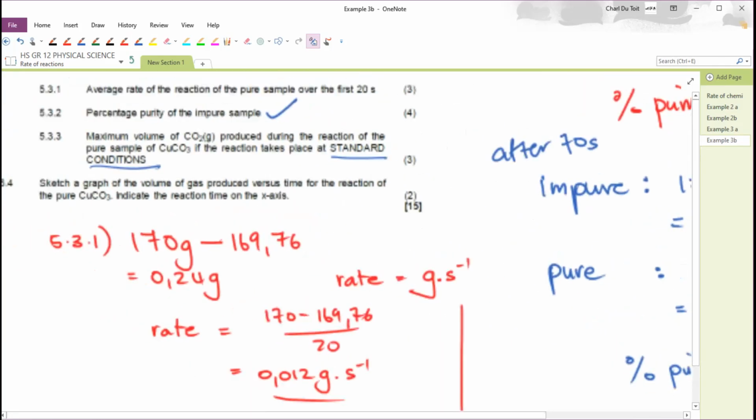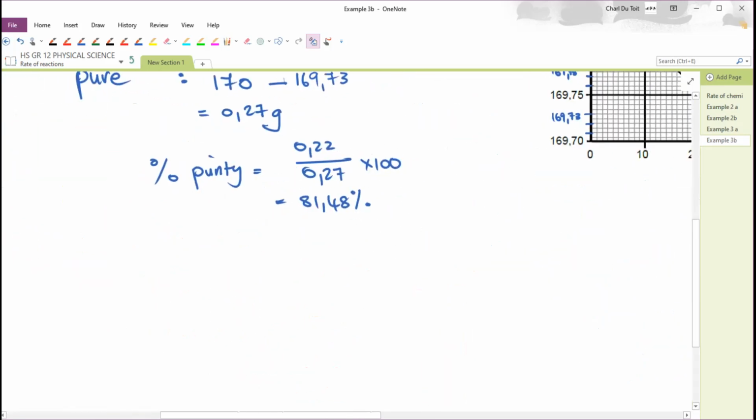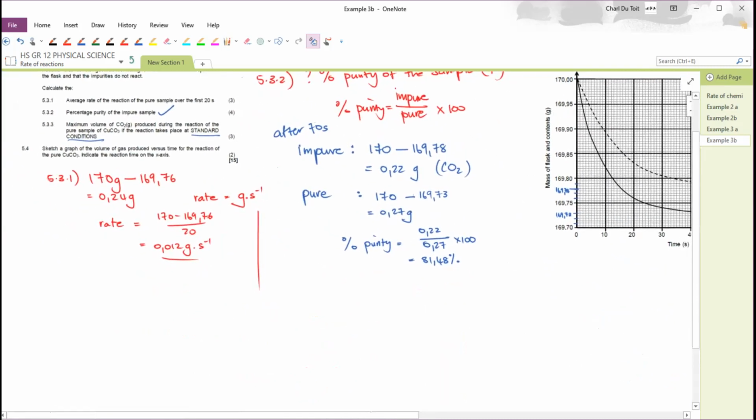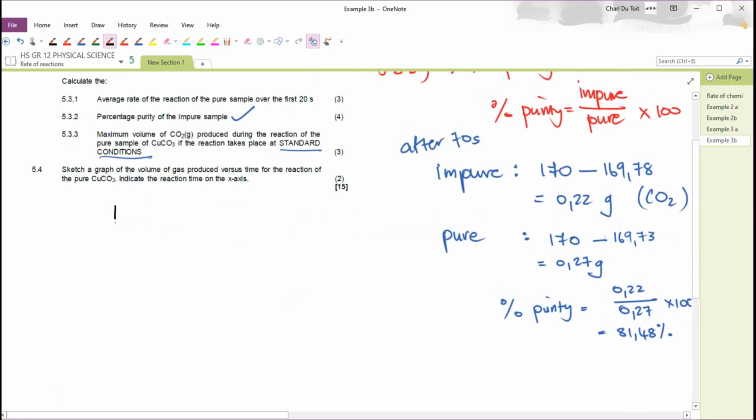Okay, sketch a graph of the volume of gas produced versus time of the reaction of the pure one. Indicate... we can sketch a graph, but we can't do an accurate one. Okay, so let's just skip that. We don't have graph paper. But they're not asking, indicate the reaction time on the x-axis. Okay, we can do one. So let's just do that. I'm just going to take this out so we can use the space underneath that. Okay, let's just do a graph without graph paper.